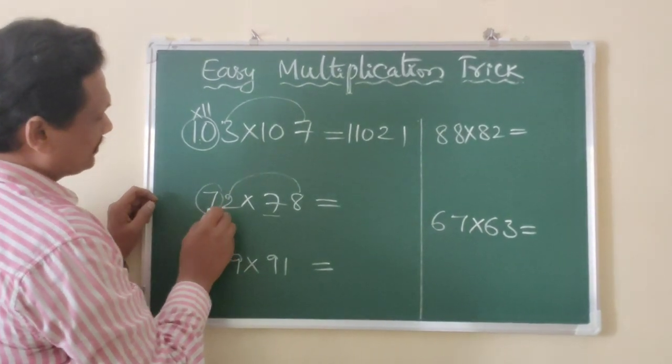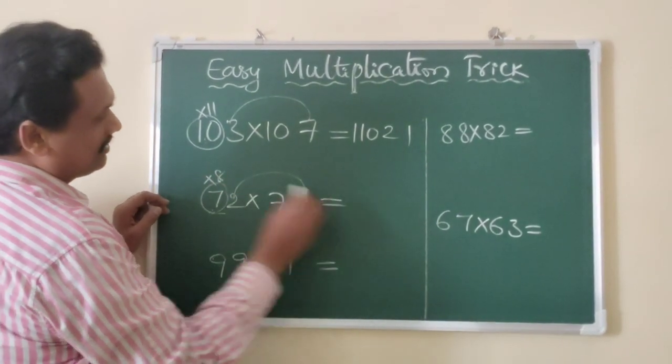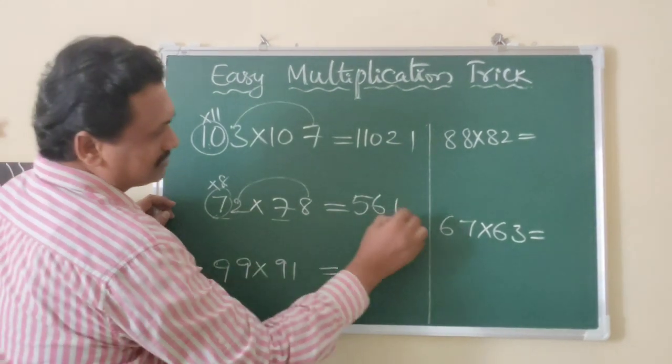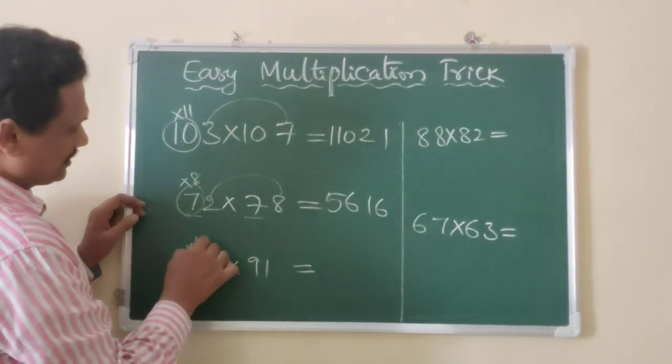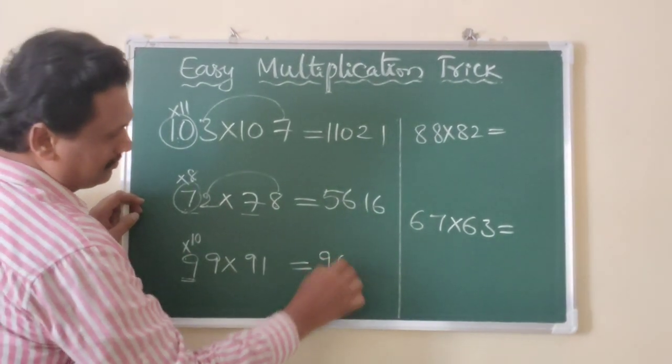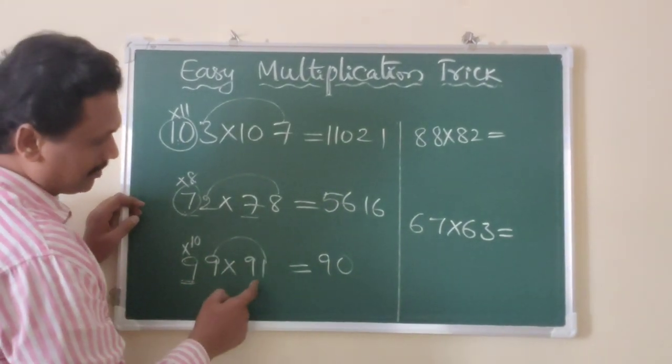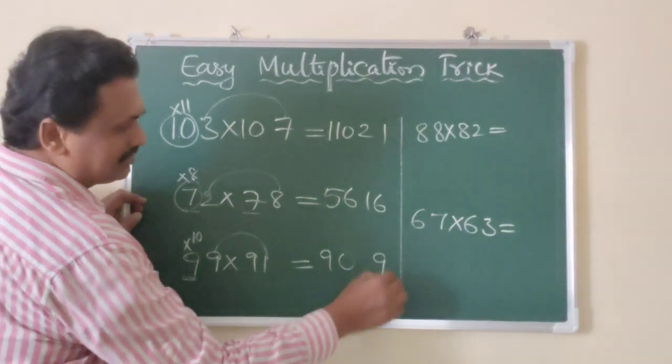Okay. Observe, next 7, after it the next number is 8. 7 8s are 56. 2 8s are 16. Like that. Okay, friends. Observe here. Now 9, after 9 the next number is 10. 9 10s are 90. Next 9 1s are 9. For this purpose only I am explaining: when you have a single digit, you write 09.